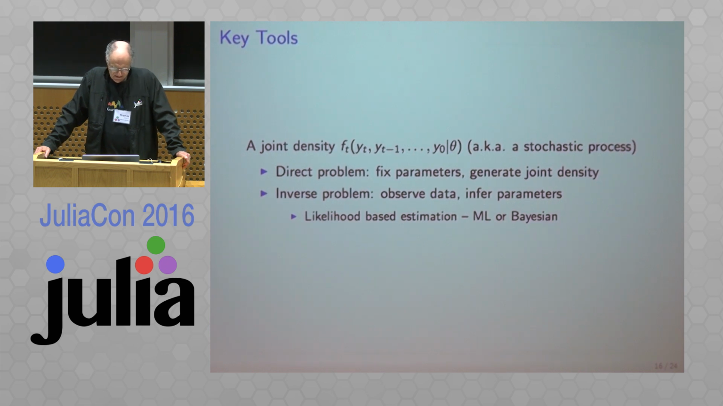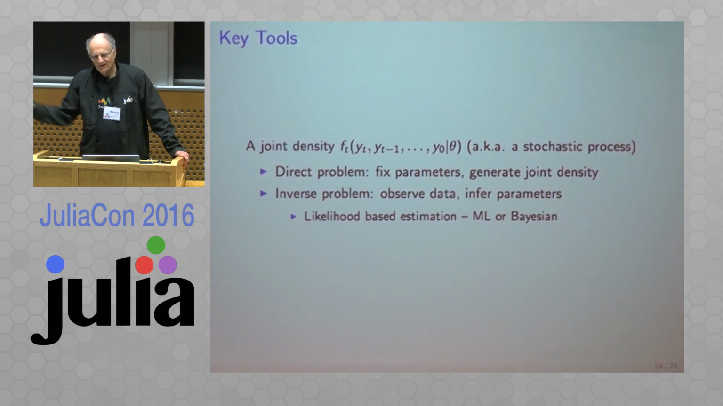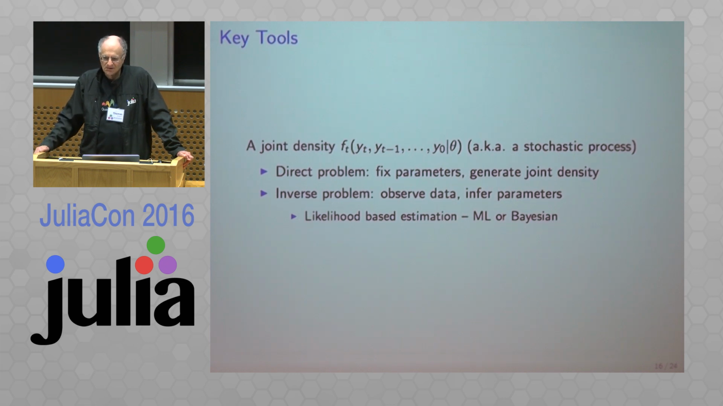So what's a direct problem? Well, you fix theta, and then you figure out what the joint density is. You simulate it. So that joint density might be very hard to deduce and write down, and might take a lot of time. Julia.